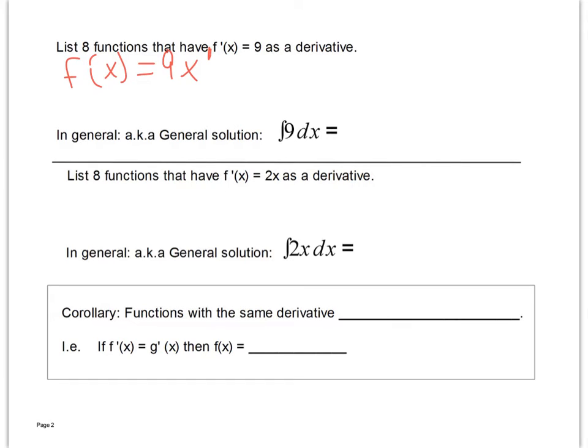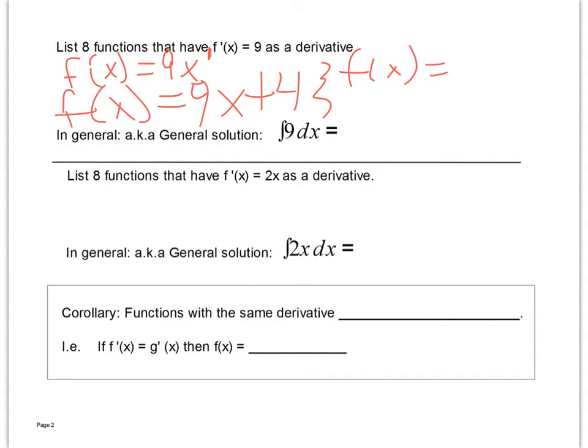Or think of it this way. Derivatives are slope. What's the slope of 9x? 9. Well, hopefully now you're thinking, oh, 9x plus 4. Or f of x could be 9x minus 10. Basically, it's got 9x in it, but then there's this extra thing at the end. So the antiderivative, if I want to go backwards and say, hey, if my derivative was 9, what did I start with? Well, I started with 9x plus some constant.